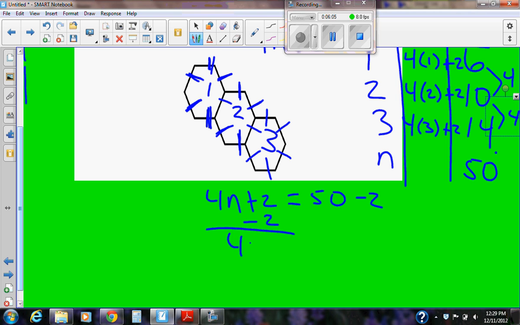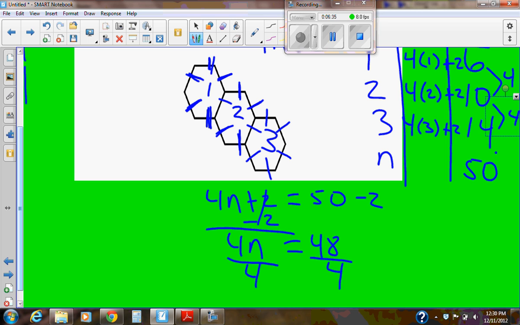So we get 4n equals, because the 2's cancel out, 50 minus 2 is 48. So now we have 4n equals 48. But we need to know how much 1n is. So we're going to divide both sides by 4, because the 4 is multiplied by the n. The opposite of multiplication is division. So we'll divide both sides by 4. 4 divided by 4 is 1.